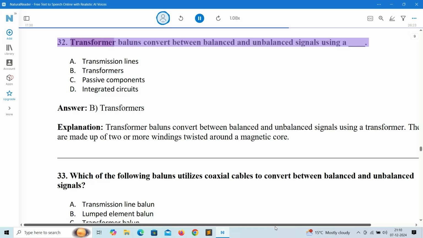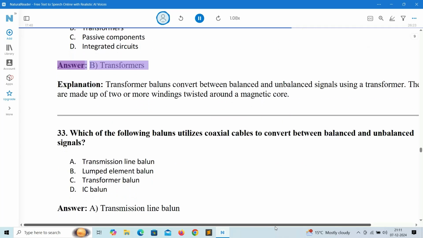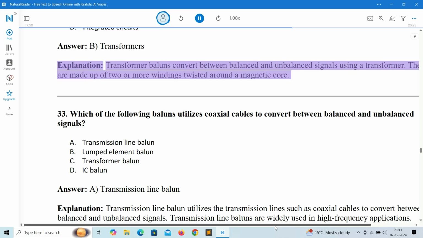32. Transformer baluns convert between balanced and unbalanced signals using A. Transmission lines B. Transformers C. Passive components D. Integrated circuits. Answer: B. Transformers. Explanation: transformer baluns convert between balanced and unbalanced signals using a transformer. They are made up of two or more windings twisted around a magnetic core.